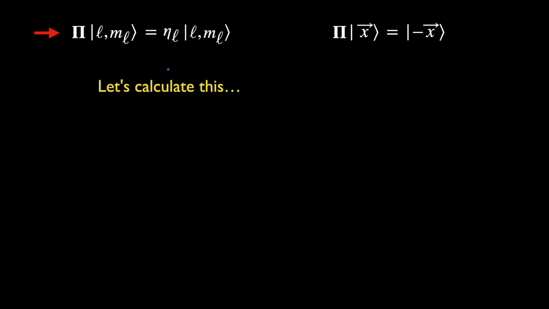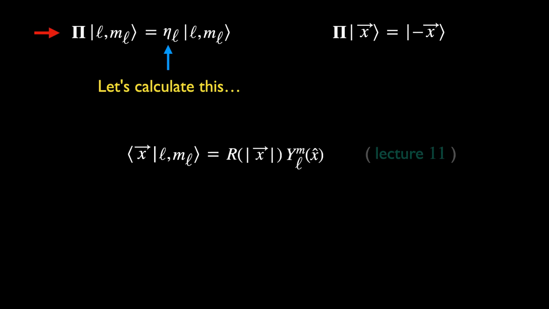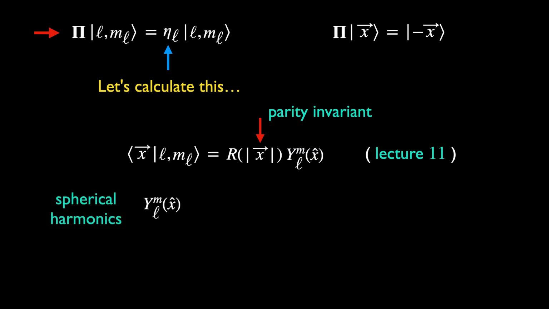Let's now calculate this phase. This can be done by looking at the representation of these angular momentum states in position space. We went through this in detail back in lecture 11. You can check out that video with the link in the description if you need a review. The radial part of this function is parity invariant by definition, since it only depends on the magnitude of x. Therefore, all the non-trivial transformation properties by parity are carried in the angular function, which is just the spherical harmonics.